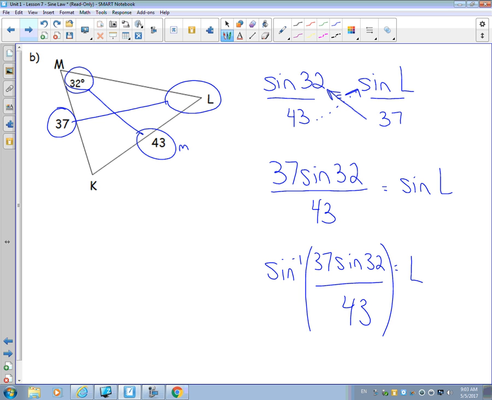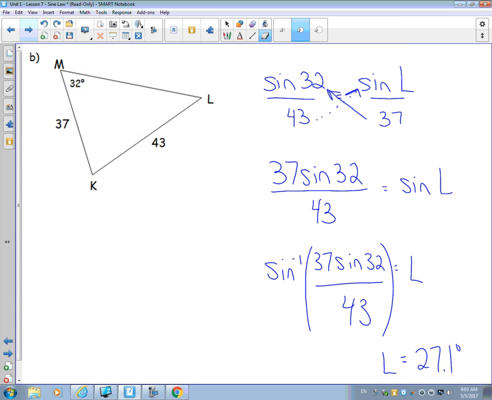And if you do it right, making sure you're using your inverse button, keeping all your decimals as much as you possibly can, you should get 27.1 degrees. Okay. Back to our diagram for a second here. Now that I know that L is 27.1, I can figure out K, because triangles add up to 180.